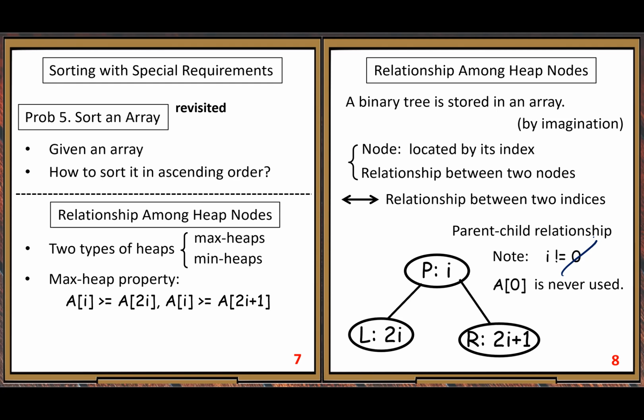The min heap property is just the opposite: A of i is less than or equal to the values of its child nodes. A straightforward relationship like that. Sometimes we use max heaps, sometimes min heaps, depending on whether you want to find the maximum or the minimum. But these two are equivalent, so we need to study only one of the two. That's enough. All right, we study the max heap.